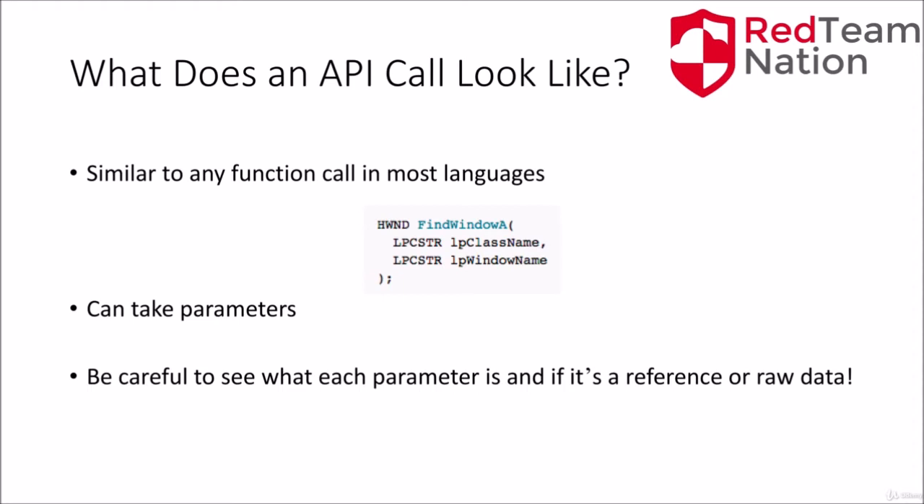Now, when we go through the documentation, or when you do this on your own, or even later in the course, you're going to want to keep track of what each parameter does based on the documentation, because in some cases it needs a reference to the data, or in some cases it takes the raw data itself. And that's very important because working with Windows API calls can be a little tricky and they don't always tell you what's wrong.